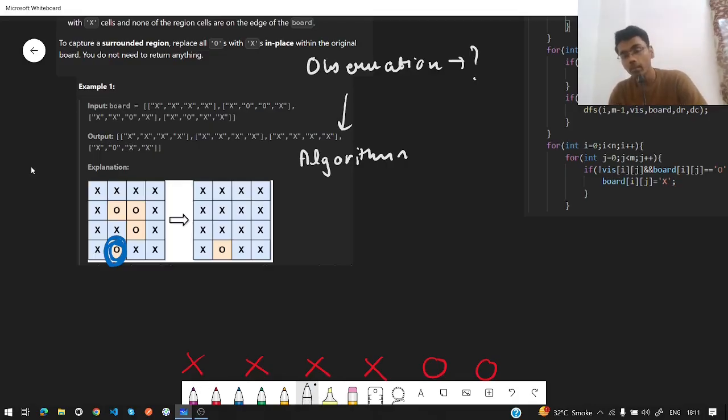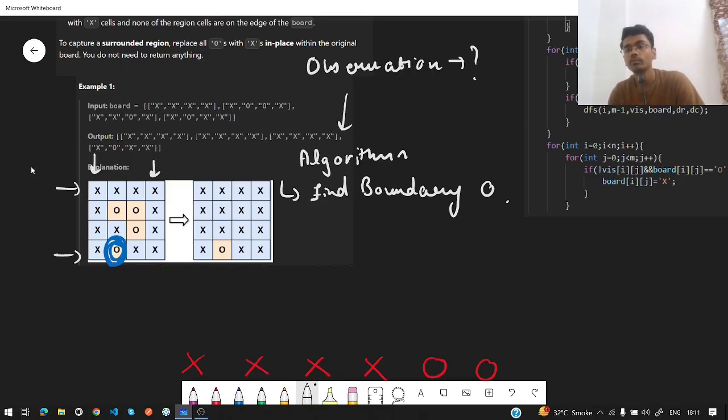So based on that particular condition, we need to find first all the boundary zeros. So where will we find the boundary zeros? We will have four directions: first row, last row, first column and last column. So these are the four boundaries. So find boundary zeros.